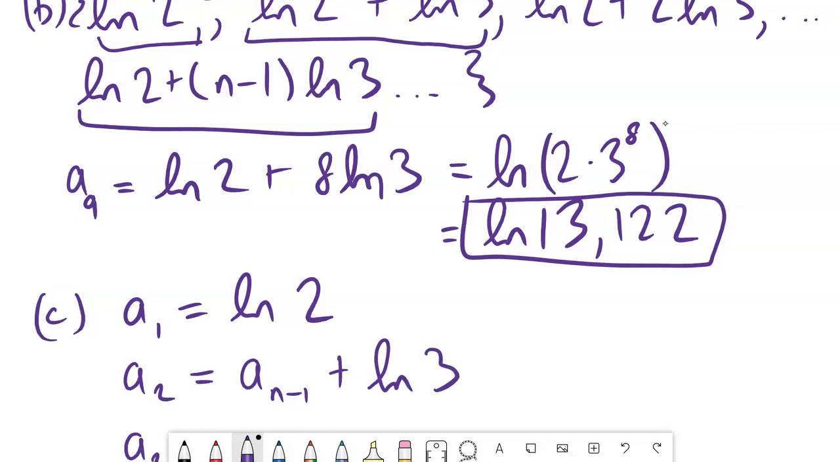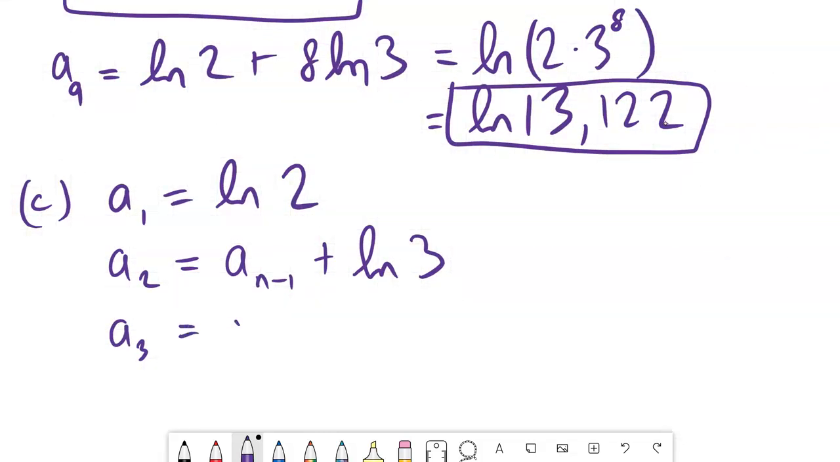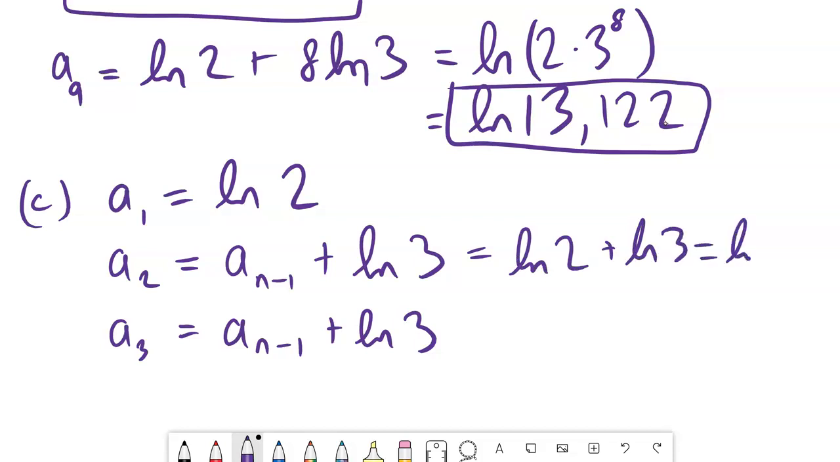And let's see if that holds for the next one. Does this hold if I do this? And if it should, it probably holds for the rest, right? So let's check this out. The previous term of A2 is A1, so it's natural log of 2 plus natural log of 3, which is equal to natural log of 6. Then the previous term for A3 is A2, so natural log of 6 plus natural log of 3, and that's natural log of 18.